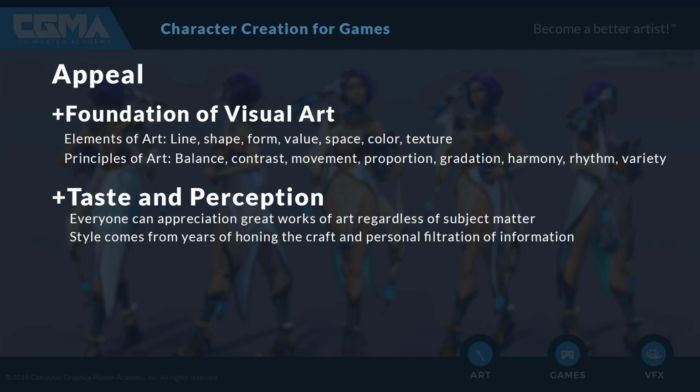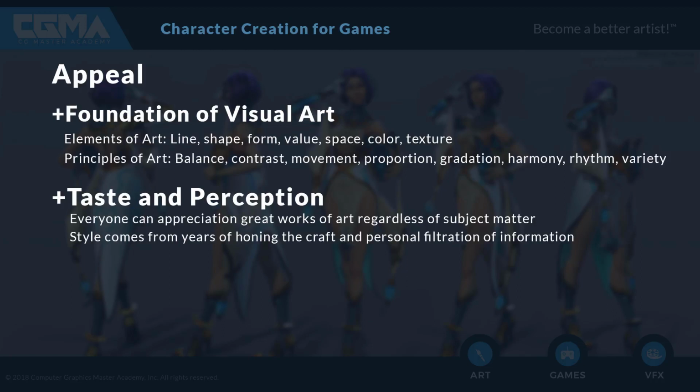You have color and texture that we deal with during texturing when we make diffuse maps and roughness maps or normal maps that describe surface quality. Then we move on to principles of art that are a bit more abstract. We have balance, which is the symmetry or asymmetry of a piece. When a sculpture has great balance, it gives us viewers a sense of stability. It doesn't look like the sculpture is going to tip over.